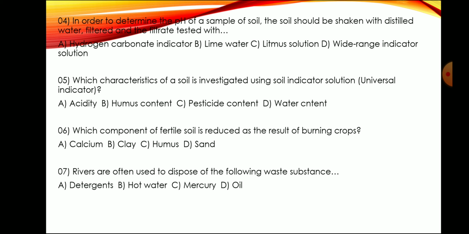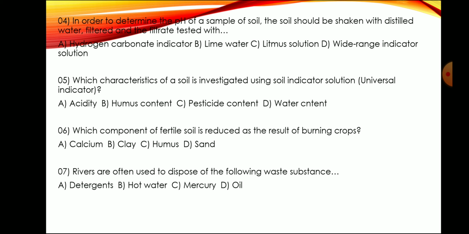Next question is: which characteristic of a soil is investigated using universal indicator solution? The options are A, acidity, B, humus content, C, pesticide content, and D, water content. So the correct answer is acidity. That means universal indicators are useful for the determination of the acidity of the soil. So the correct answer is A, acidity.